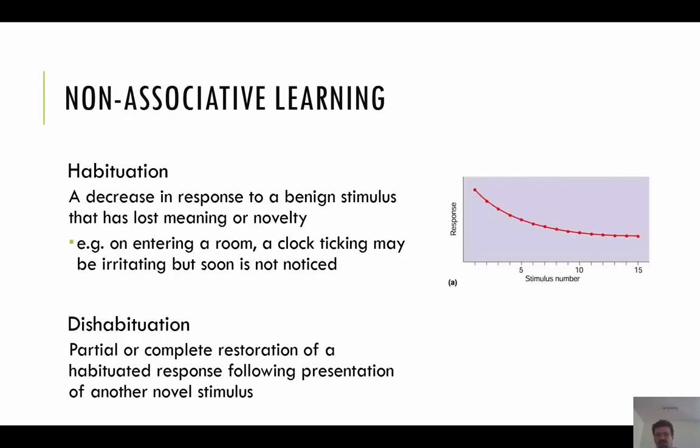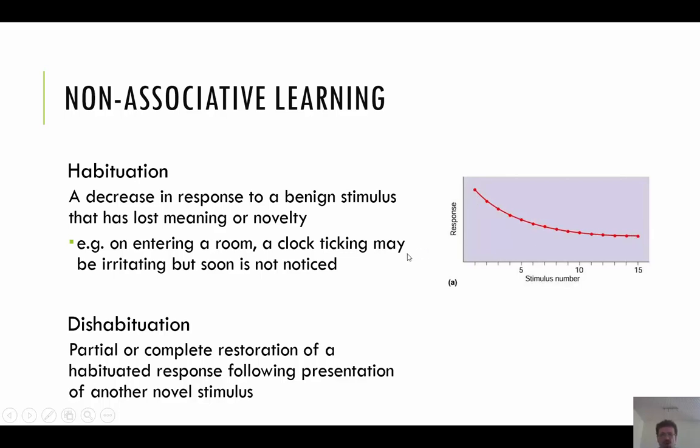One example that's very simple is called habituation. The definition of habituation is a decrease in response to a benign stimulus that has lost its meaning or novelty. What do we mean? Well, in today's modern world, many of us have air-conditioning units. Depending on how old your unit is, it might make a lot of noise or a little bit of noise. When you walk into the room, if your unit is making a lot of noise, you notice the noise. That stimulus catches your attention. But over time, that stimulus no longer is registered within your brain. That's what we mean by habituation. You have an initial response, but over time you learn to ignore it.